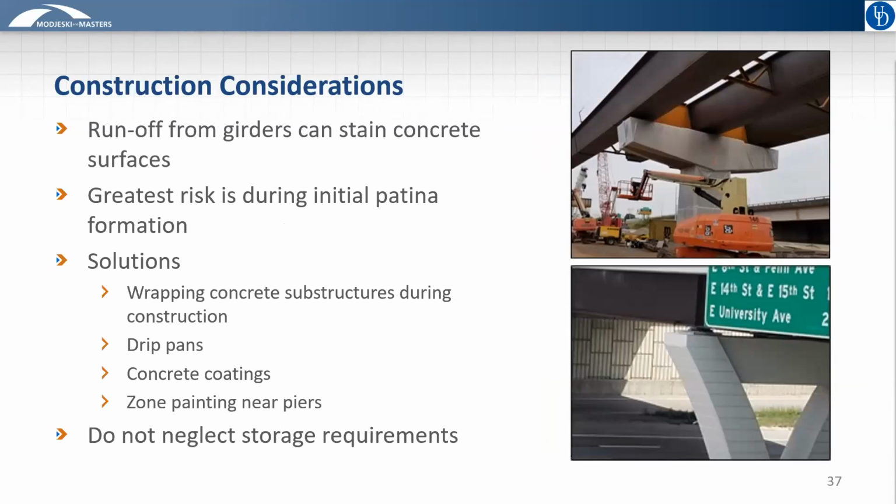The bottom photo shows a pier that was treated this way during construction and also has a coating system on it. And this is many years after construction. It shows quite well that you can control the staining there. Other approaches are drip pans. These are stainless steel sheet metal pans that are constructed around the bearings to collect the runoff from the girders and direct it away from the concrete surfaces.